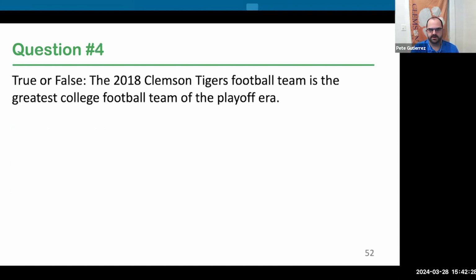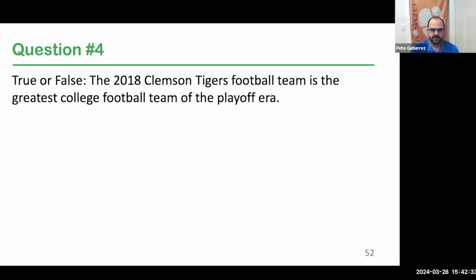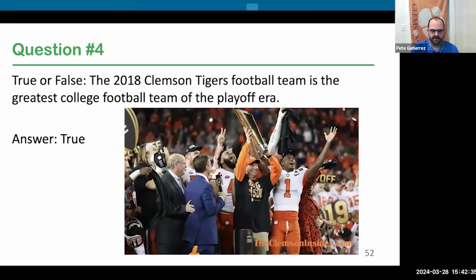The most important question, true or false, the 2018 Clemson Tiger football team is the greatest college football team of the playoff era. And that answer is true.